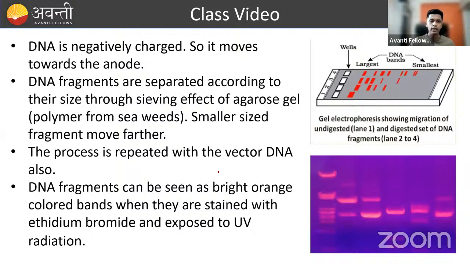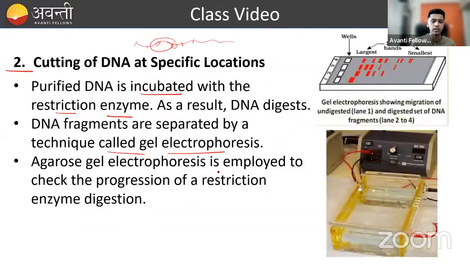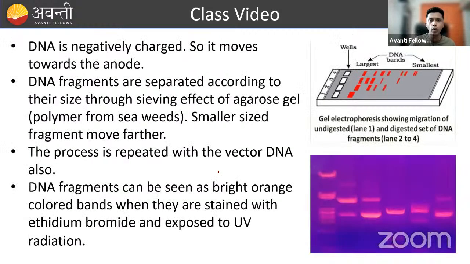So let us see what the steps involved are. Once again, what are the steps involved in agarose gel electrophoresis? First, we have to treat our gene of interest with restriction enzymes. Once we have the fragments from the restriction enzymes, our next step is to prepare an agarose bed. We specifically pick an agarose gel bed.